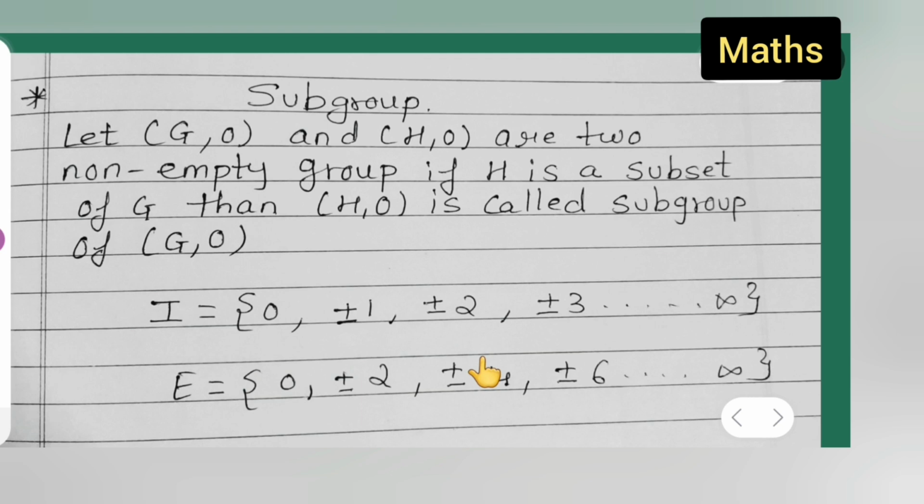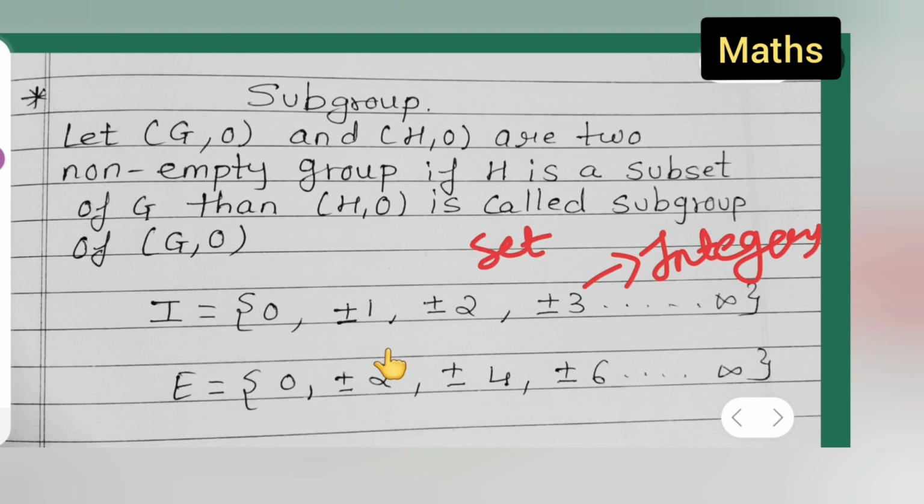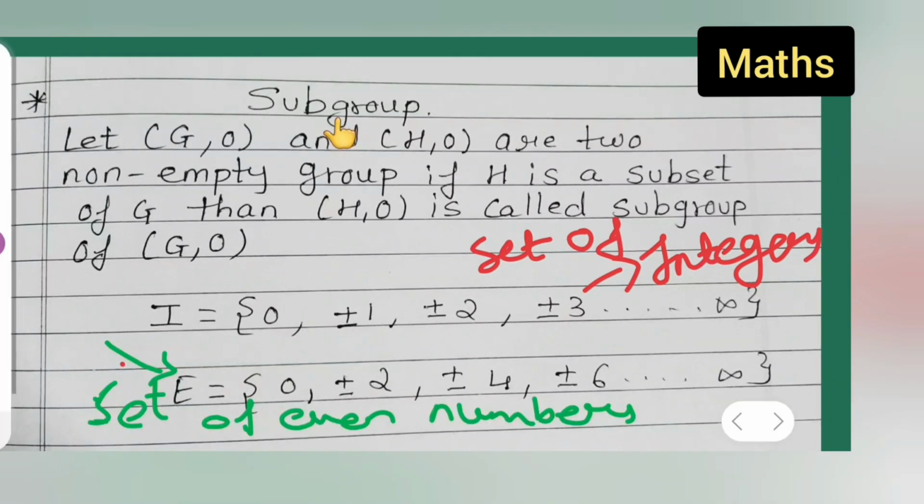Now this, the addition, is a group, but E is a proper subset of I, so E is a subgroup of I. So when can I say that E is a subgroup of I? Now all the elements over here, can you see them over here also? Now this is our set of integers. And here this is a set of even numbers.